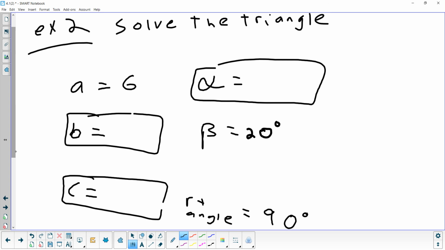All right, so solve the triangle. Okay, so A is 6, B and C we don't know. Alpha, we don't know. Beta is 20. And of course, the right angle is always across from C.